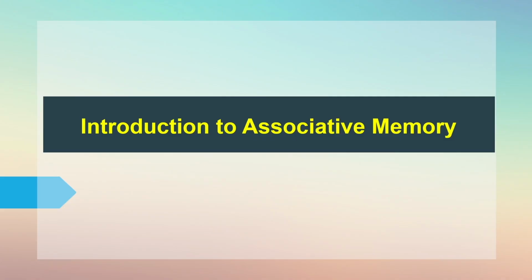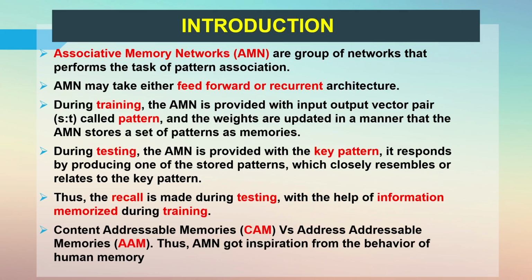The first network is the network that deals with associative memory, and the neural networks that follow this kind of category are called associative memory neural networks. So before getting into it, first let me discuss what associative memory is. Associative memory neural networks are a group of networks that perform the task of pattern association. So you need to know what pattern association is.